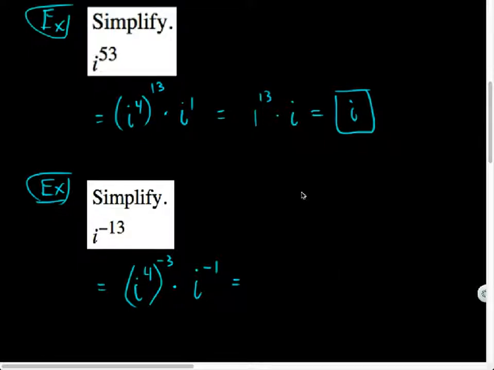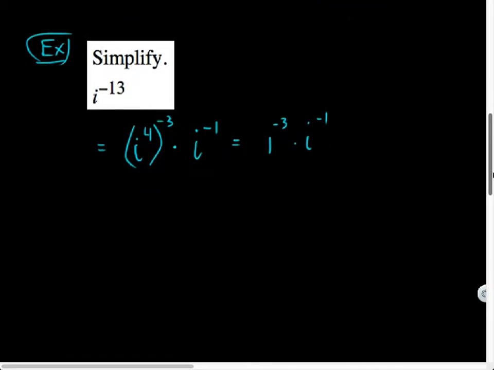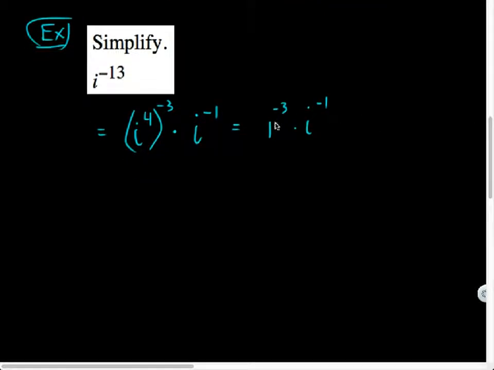So i to the negative first power. Let's see, so i to the fourth becomes 1 to the negative third power times i to the negative first power. And 1 to the negative third is still going to be 1, no matter what you try to do with that. And i to the negative first technically is going to be 1 over i.